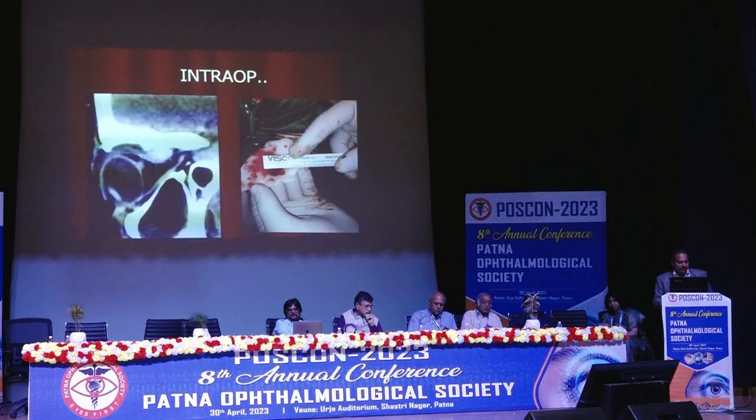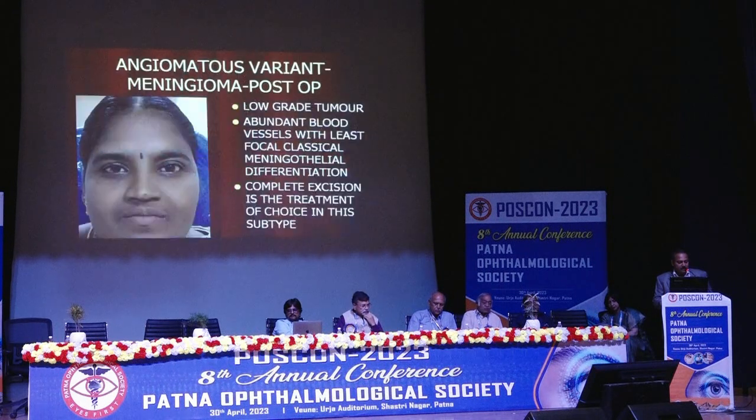And it was also seen to be attached to the roof of the orbit. And this was removed by subbrow orbitotomy. And the histopathology was a classical hemangiomatous meningioma, an angiomatous variant of meningioma, which is a low-grade tumor with abundant blood vessels. And a complete excision is the treatment of choice in this small subset of meningiomas, and that was done. It was quite rewarding in this patient.